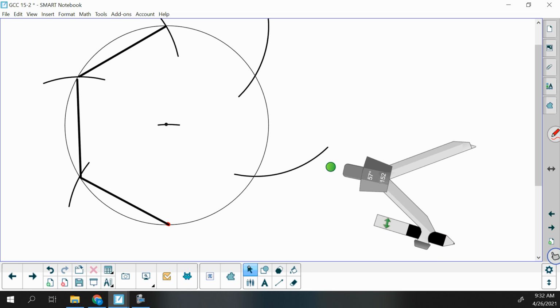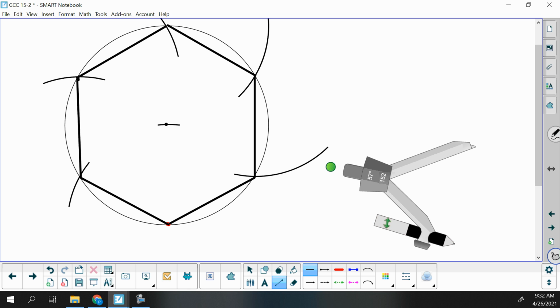Now mind the Smartboard, it wants to snap and make that vertical when it's not quite. So I'm just going to connect that by hand slightly. So keep going around with your straight edge and connect each of those intersections. And that makes our hexagon that is inscribed in the circle.